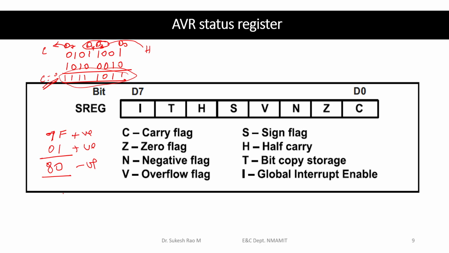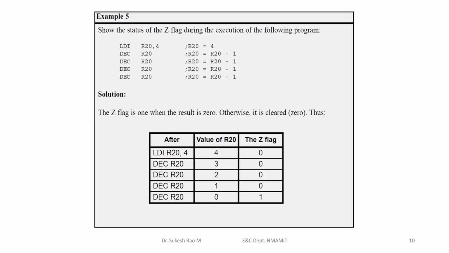Similarly, the sign flag. When you add two positive numbers and get a positive answer, obviously the sign flag will be 0. If you are adding two numbers, one may be positive and one may be negative, depending on the magnitude, and the result comes in the proper sign, then the sign flag will be set. There is one temporary bit here, and there is a global interrupt bit. So that's it about the AVR status flag. Another name of the status register is SREG. Then we will move on to the next example.